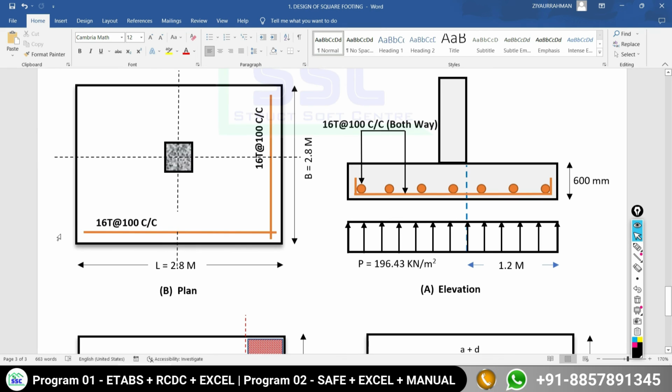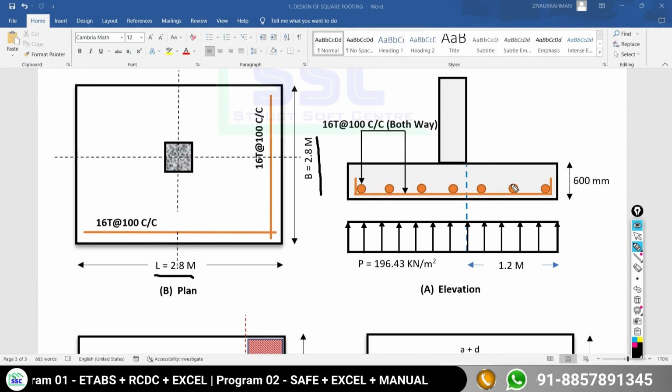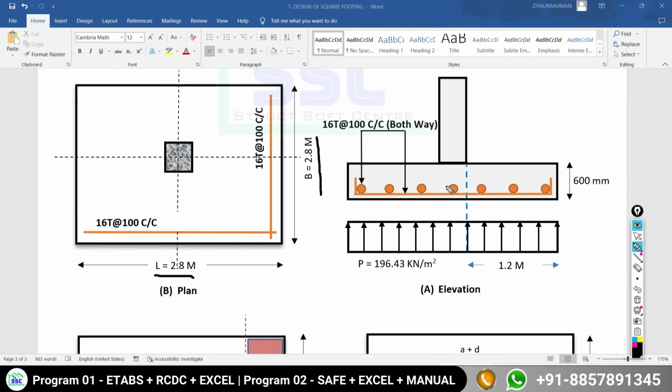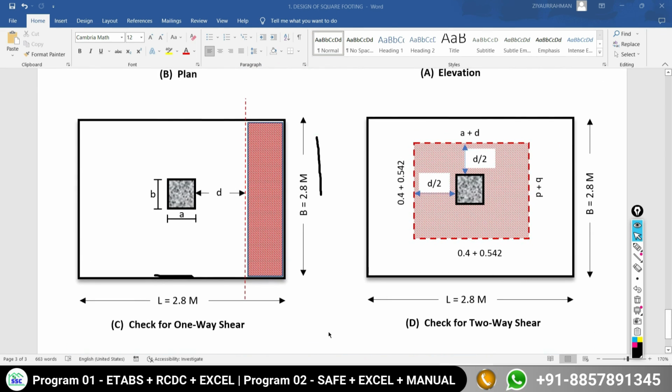And after the design you have to detail it. This is the in-plan detail, where you have to show the length of the footing, the width of the footing, and the reinforcement in both directions. Likewise, you have to show the sectional elevation, such that there is a presentation of reinforcement for both directions. And this is the one-way shear and two-way shear check criteria.